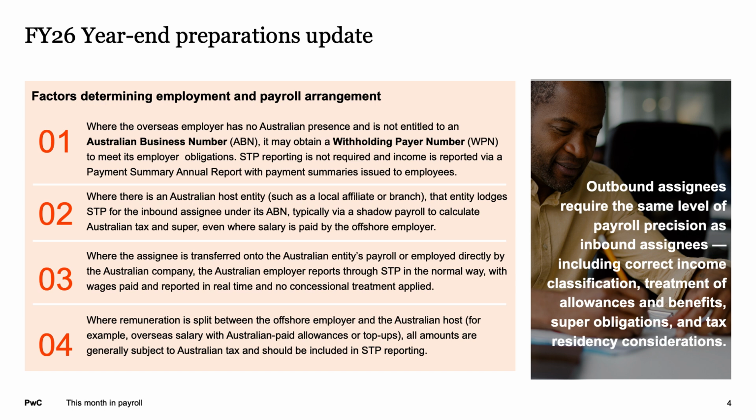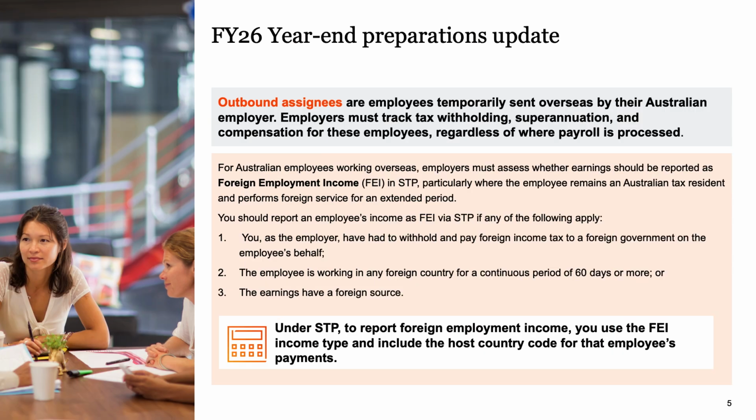Similar to inbound assignees, employers must ensure accurate payroll data compliance with correct income classifications and proper handling of allowances, benefits, superannuation and tax residency for employees sent by Australian organisations to work overseas. Outbound assignees are employees temporarily sent overseas by their Australian employer. Assignments range from short-term business trips to extended secondments and may involve various payroll arrangements, home country payroll, host country payroll, or even shadow payrolls. Employers must track tax withholding, superannuation, and compensation for these employees, regardless of where the day-to-day payroll is processed.